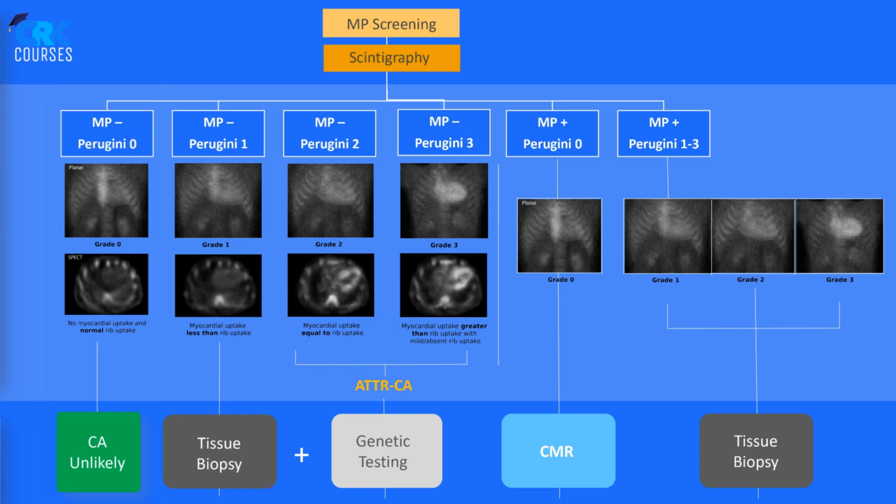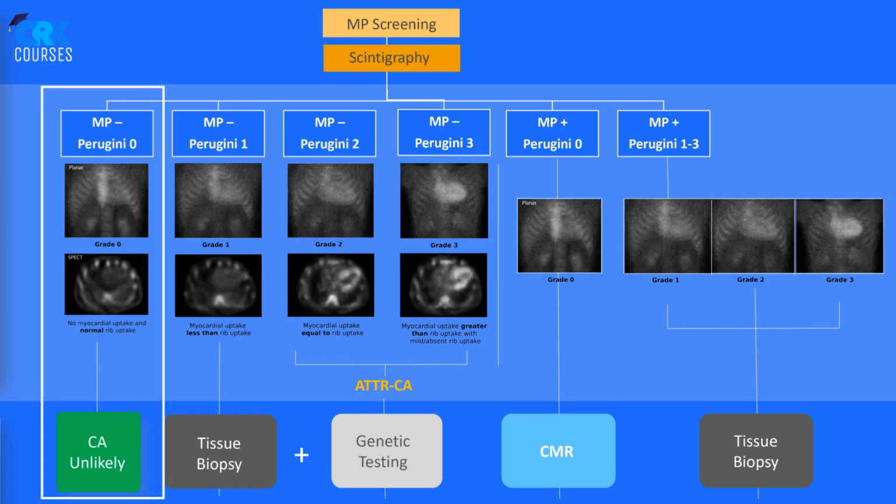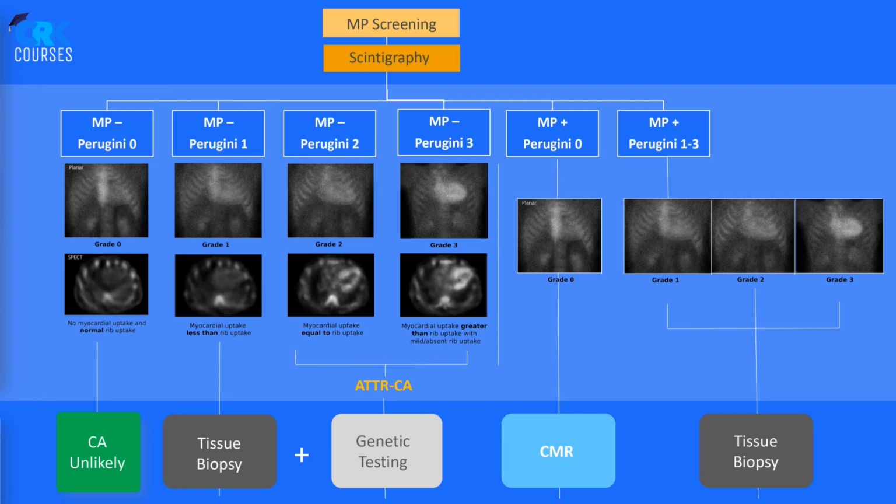If bone scintigraphy reveals grade 0 myocardial uptake and monoclonal protein testing is negative, ATTR-CM is considered highly unlikely. No further amyloid-specific testing is required in most cases. However, if the scan shows grade 1 uptake, the findings are equivocal. In such situations, the next step is clear. The patient should undergo endomyocardial biopsy to confirm or rule out cardiac amyloidosis.